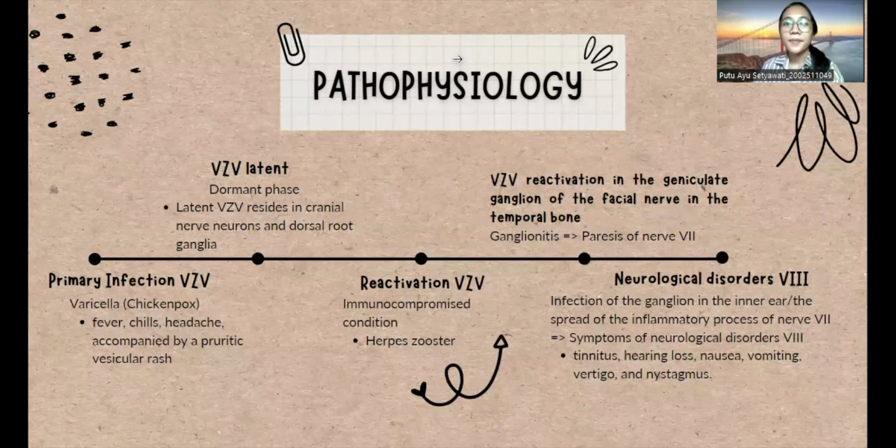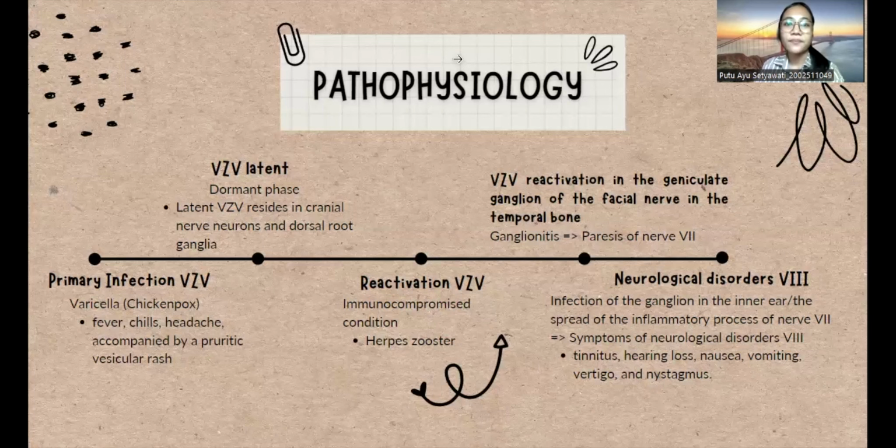Hello everyone, my name is Putu Eka and now I will explain about the pathophysiology of Ramsay Hunt syndrome. The primary infection of varicella zoster virus causes chickenpox or varicella, with symptoms of fever, chills, headache, accompanied by a vesicular rash. After viremia resolves, or the infection ends, the virus resides in the cranial nerve neurons and the dorsal root ganglia. We can call this the dormant phase. In an immunocompromised condition, the previously dormant virus is reactivated. Reactivation of the virus produces localized vesicles, known as herpes zoster, and in some cases progresses to Ramsay Hunt syndrome.